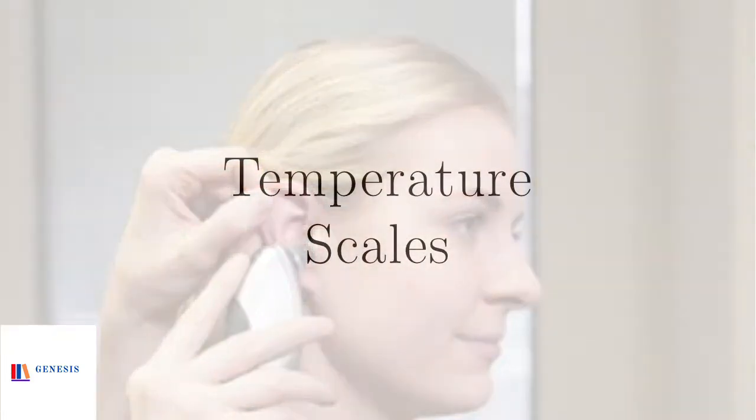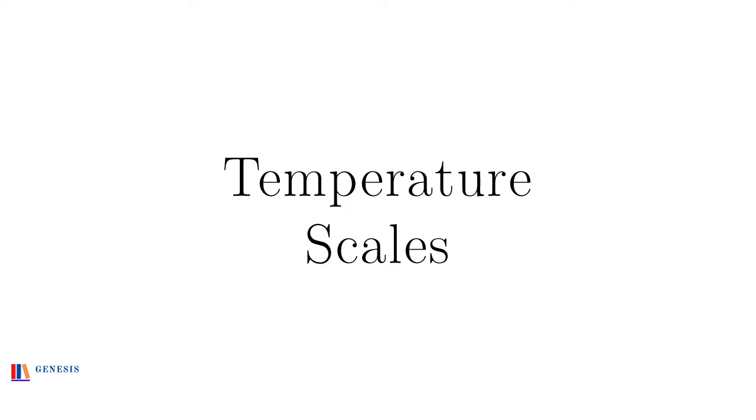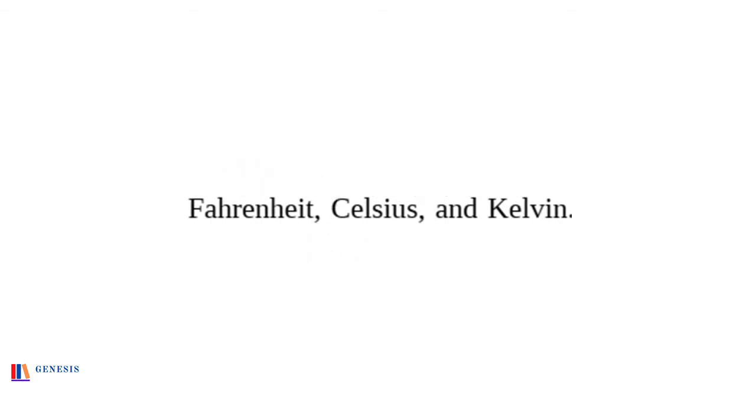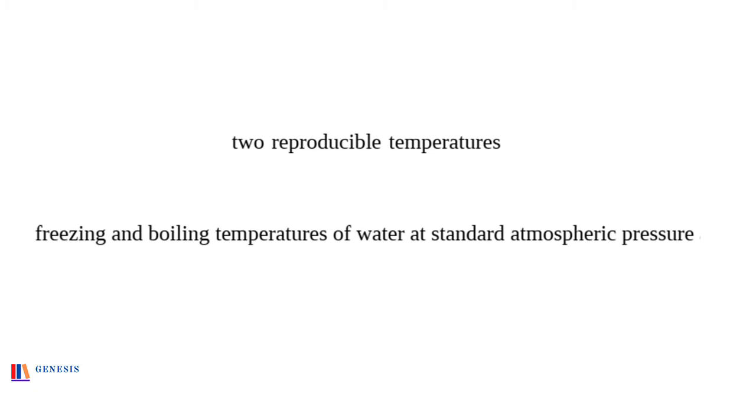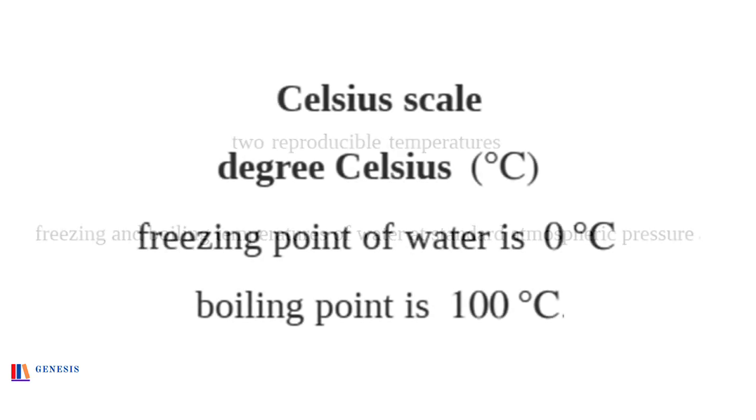Thermometers measure temperature according to well-defined scales of measurement. The three most common temperature scales are Fahrenheit, Celsius, and Kelvin. Temperature scales are created by identifying two reproducible temperatures. The freezing and boiling temperatures of water at standard atmospheric pressure are commonly used. On the Celsius scale, the freezing point of water is 0 degrees C and the boiling point of water is 100 degrees C. The unit of temperature on this scale is degree Celsius, abbreviated degree C.